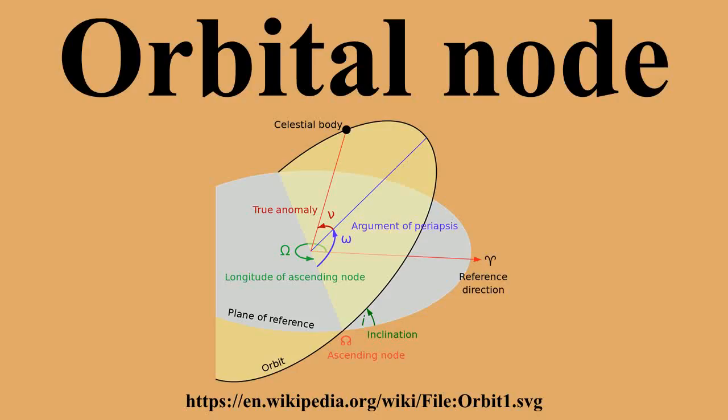The Greek terms anabibazon and katabibazon were also used for the ascending and descending nodes, giving rise to the English words anabibazon and katabibazon.